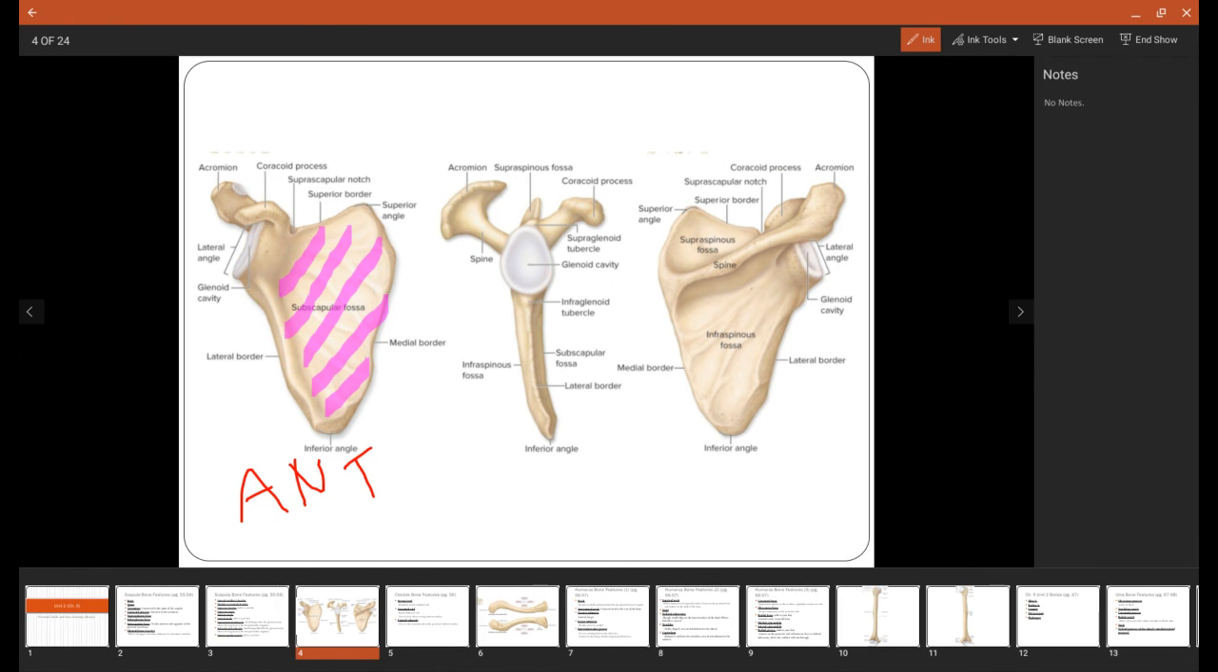Our last feature we're going to cover on the scapula is the suprascapular notch. We break that word down. Suprascapular means above the scapula, and a notch is just a notch or an indentation in the bone. Where you're going to find the suprascapular notch is between the superior border and the coracoid process. So you see this indentation in the bone, and that is the suprascapular notch, and you can see it from the back view and also from the front right here.